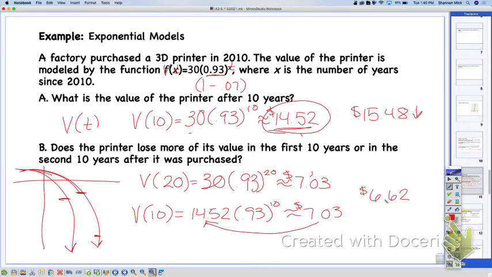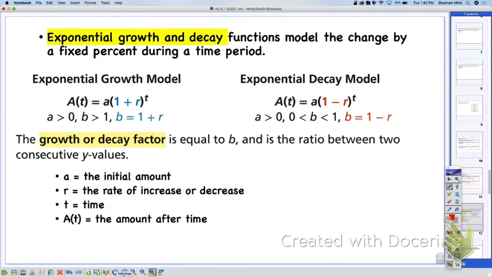Okay, so now that we've done that, how about I give you the actual equation? You've done this already. But now I'm going to tell you a growth model looks like A of t, the amount after time, equals A times 1 plus r to the t. Remember, A can't be 0. B has to be greater than 1, and B is the whole thing. So B is 1 plus r because it's growth.